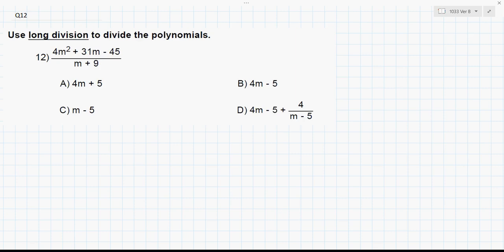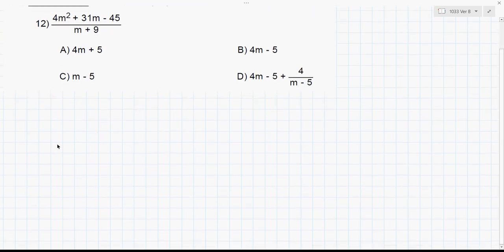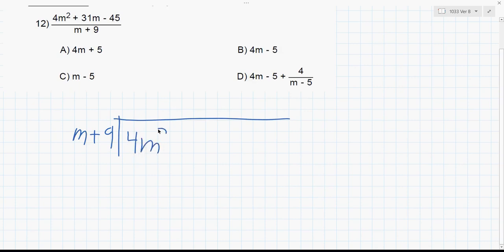Okay, so in this equation, we're going to use long division to divide the polynomials. So we will have m plus 9 to the outside, and on the inside of the box, we're going to have 4m squared plus 31m minus 45. Now remember, if you have m to the third and then you have just regular m, make sure you put in a space under the house for m squared, just in case we end up multiplying a number and creating an m squared. I'll show you what that means shortly, because what we're going to do here is we say we have m as our main part of this division.